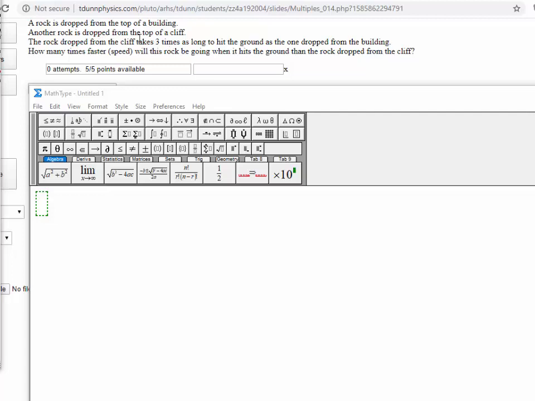So how to solve this? It looks like I threw in a linear problem in the middle of all these more difficult problems. So we're going to start by saying the change in velocity equals acceleration times time. Okay, and since these rocks are dropped from rest, the change in velocity simply is the final velocity. We can get rid of the delta. Now if the rock that's dropped from the cliff takes 3 times as much time to hit the ground, it's accelerating for 3 times as long. Acceleration is constant. It should simply be 3 times the speed.